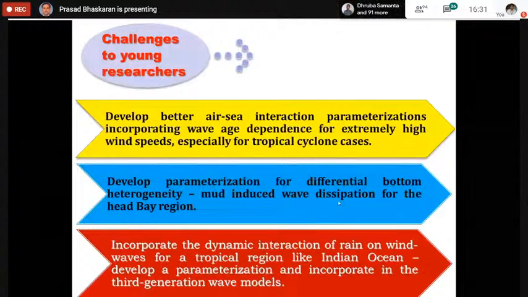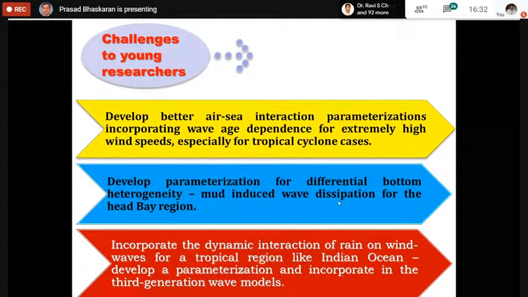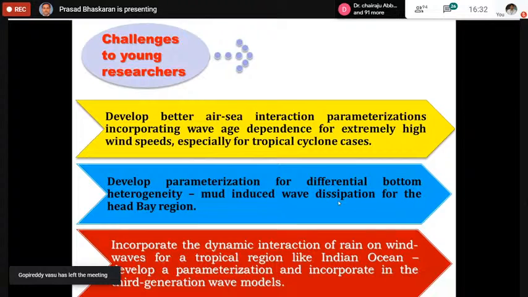Today, if you see, the cyclones are increasing. I think all of you have seen that very high intensity cyclones are coming in the Bay of Bengal. And also cyclones are becoming very active in the Arabian Sea. Now what is going to happen is, we need to model the cyclonic wind fields, and the wind field that you're modeling for the cyclone has to go to the wave model. The problem is, the parameterization that we are using today has a limitation for extremely high wind speed. So we need to see how we can develop a better air-sea interaction parameterization for cyclonic wind speed, which can be used in the wave models.